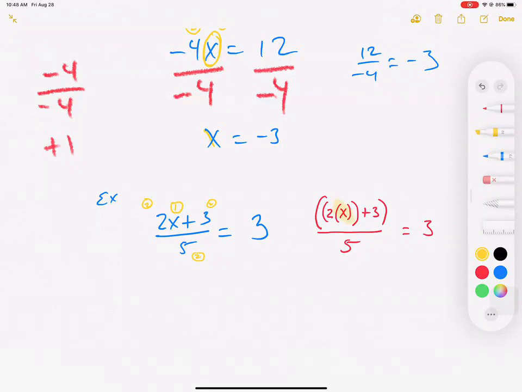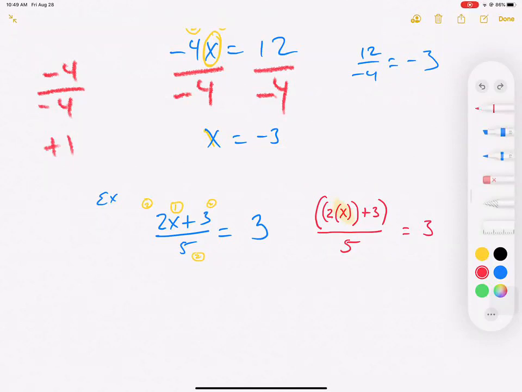Isn't x buried really deep inside the problem? So I don't want to get rid of the 2. 2 is right next to the x. And isn't 3 inside this big parentheses here? So which of these is on the farthest level? It's actually the 5.